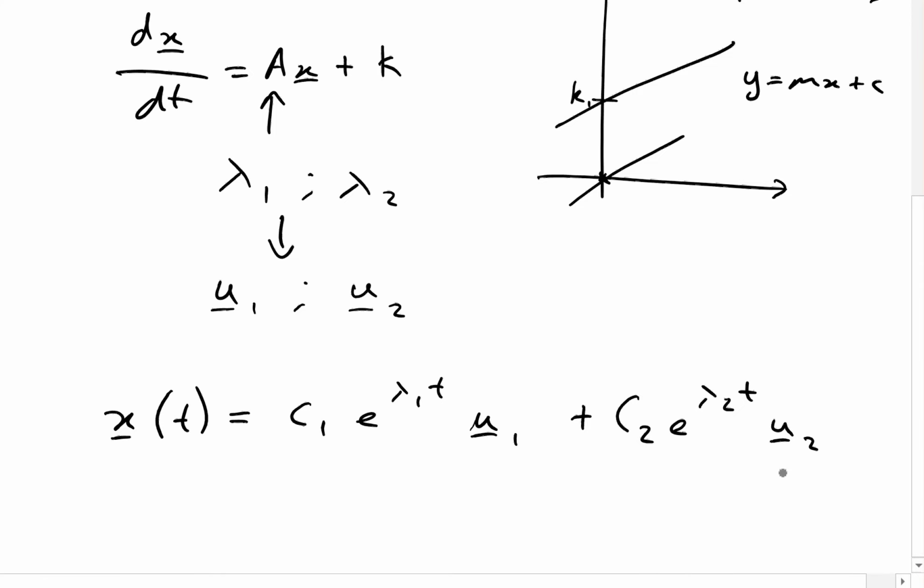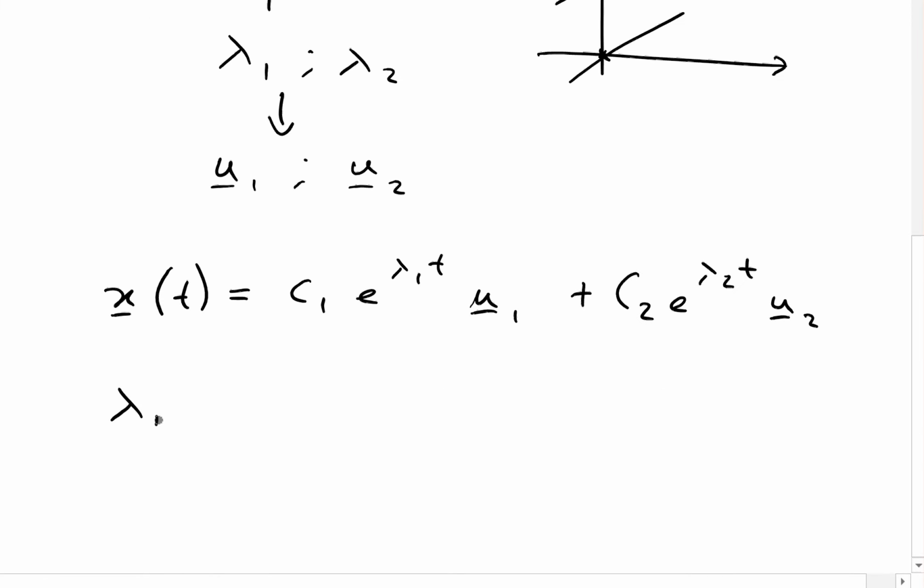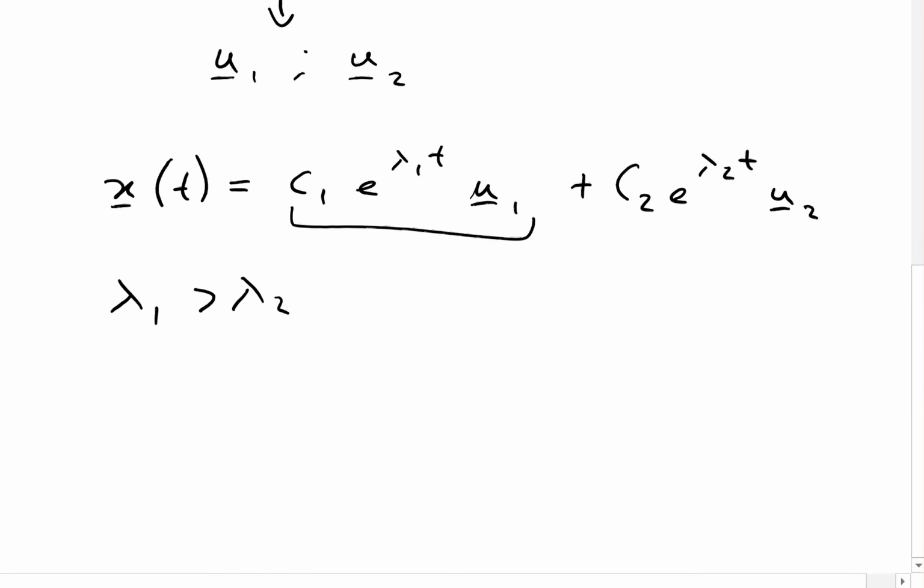So say, for example, let's consider the case when lambda 1 is bigger than lambda 2. It means that this term is going to become the dominant one. You can work that out by putting in values. You can clearly see that as we put in bigger and bigger values for t, this one's going to dominate. This lambda 1 forces this term to dominate, and the other one is just going to become irrelevant. So what we're saying is that our solutions are going to tend to this eigenvector.